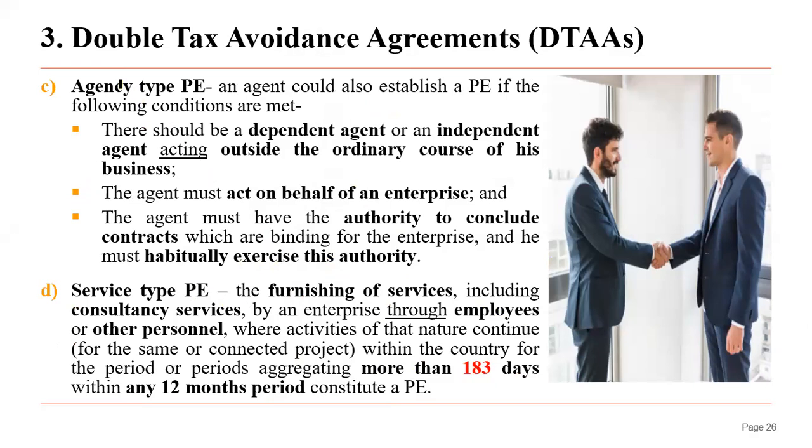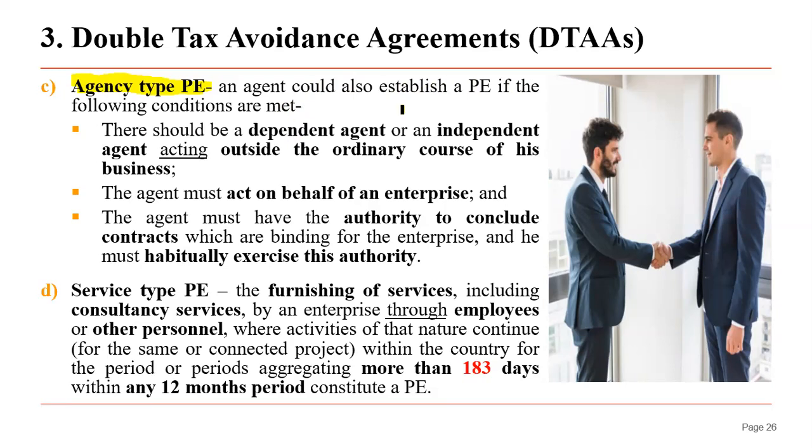Then the agency type PE. What is called agency type PE? The agency type PE is again one of the key areas. In the chartered exam also they have tested this, agency type PE. An agent could also establish a PE if the following conditions are met. These things I am reading because first I would like to emphasize the relevant section and the wordings, and later I can take some examples to elaborate the detailed explanation.